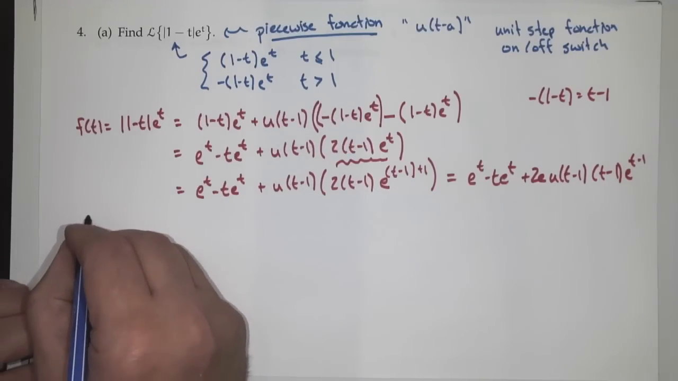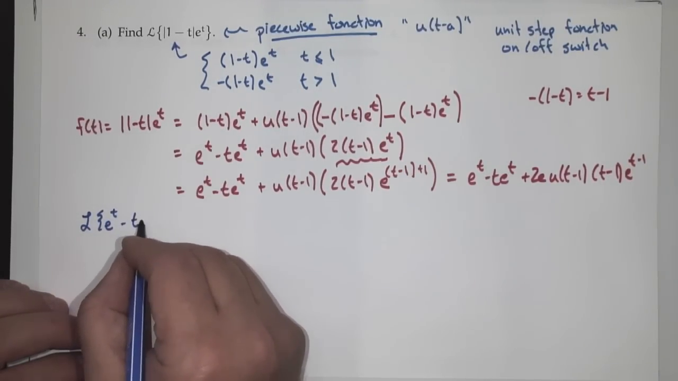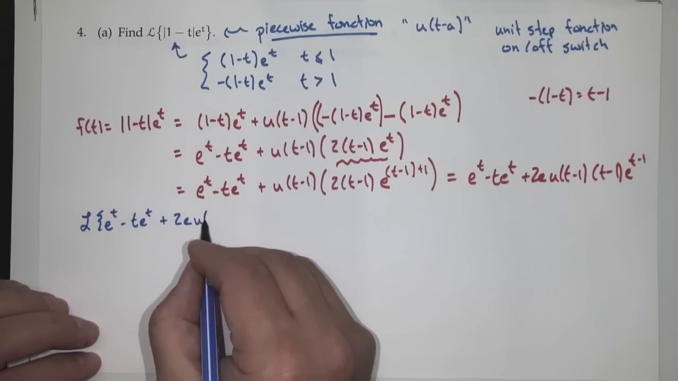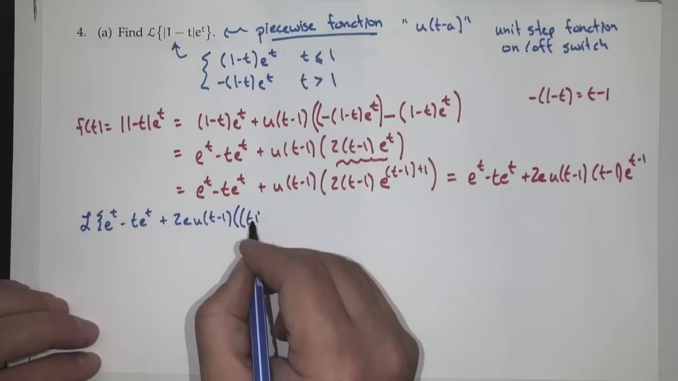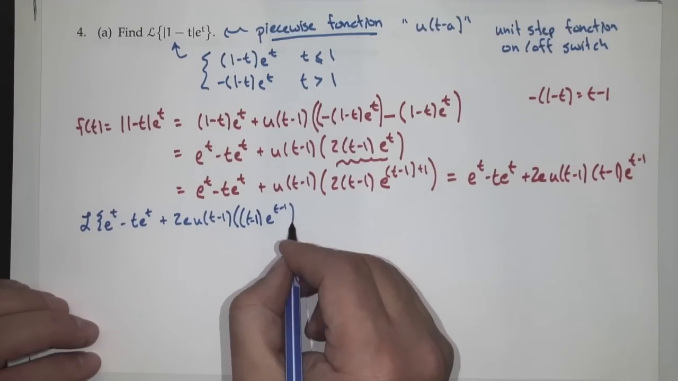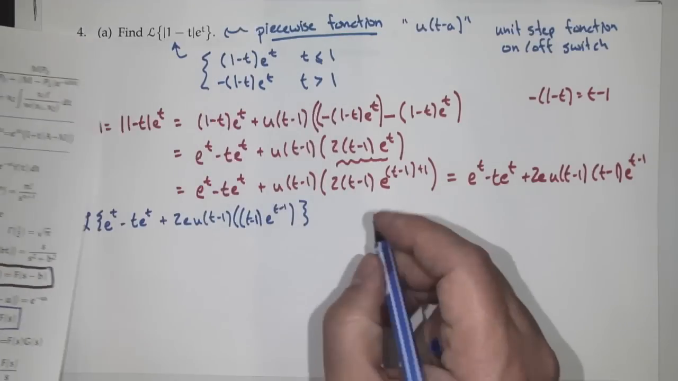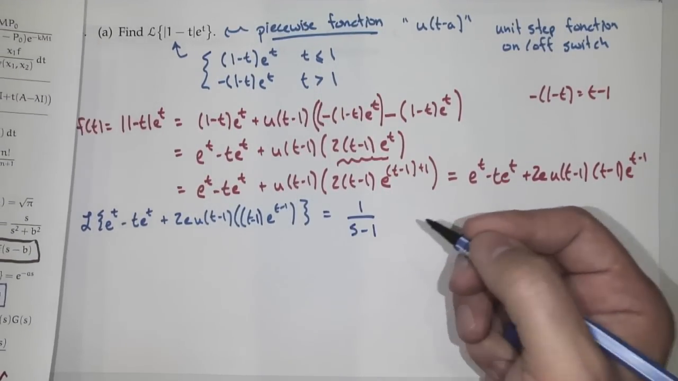Okay, so here we go. The Laplace of e to the t minus t e to the t plus this other stuff, u of t minus 1. And I'll add some extra parentheses here, because who doesn't like an extra round of parentheses? Okay, so piece by piece. E to the t, we can handle that. There's a rule. So that would be 1 over s minus 1.